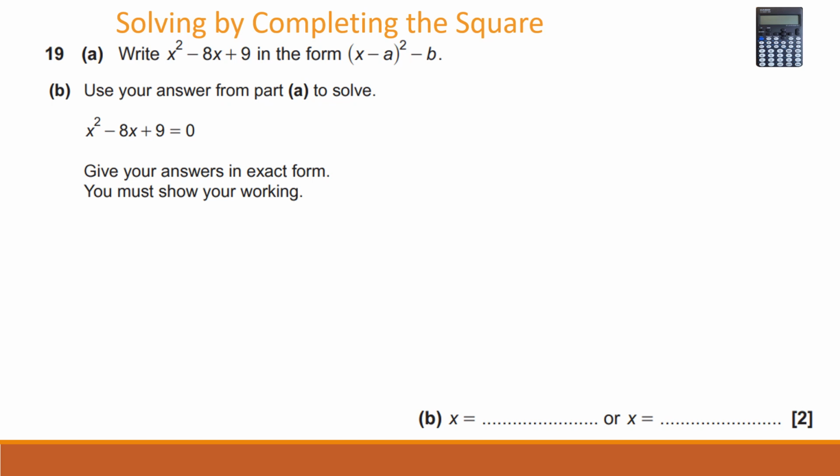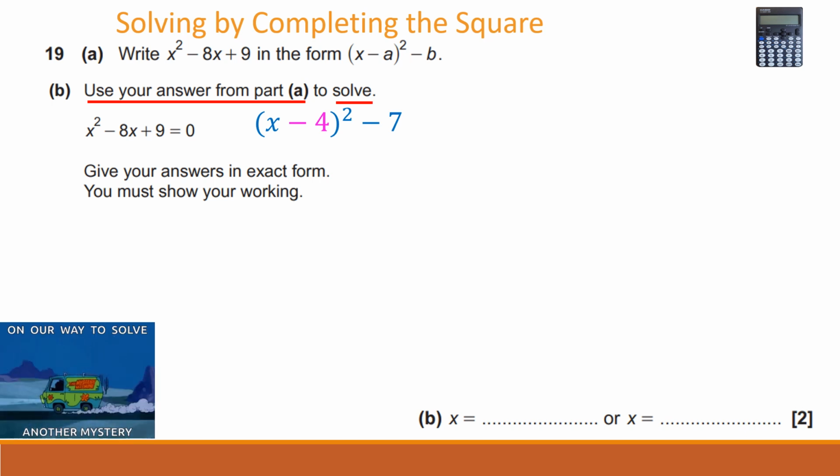This is a question on completing the square and by solving by completing the square. This follows on from part A, and we're going to be looking at part B for this question. The key words in the question is you using your answer to part A to solve. Now the answer to part A was x minus 4 all squared take away 7. Please see my previous videos how to get this answer.